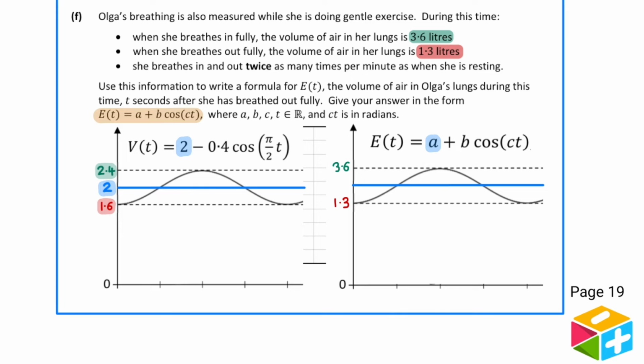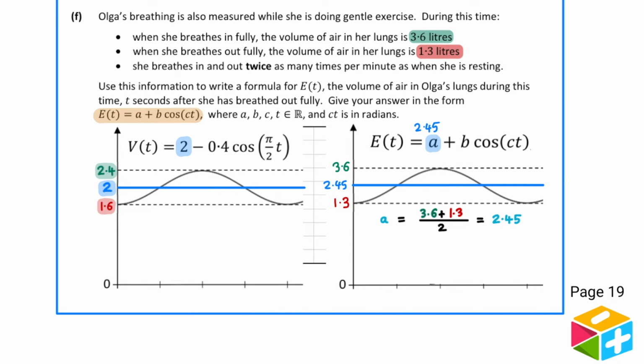To find the label for our blue line, we simply need to find the midpoint of these two values. We do this by adding the numbers together and then dividing by 2. Here, we get 3.6 plus 1.3, all divided by 2, which comes out as 2.45. This will be our value for A.